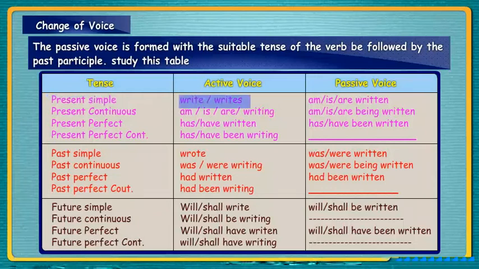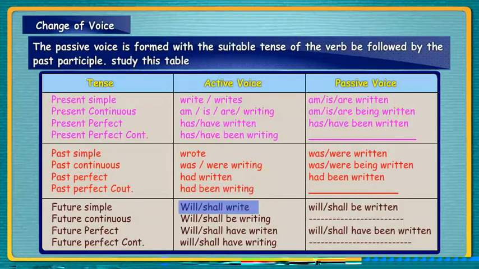Present simple, write or writes; am, is, are written. Present continuous, am, is, are writing; am, is, are being written. Present perfect, has, have written; has, have been written. Present perfect continuous, has, have been writing. Past simple, wrote; was or were written. Past continuous, was or were writing; was or were being written. Past perfect, had written; had been written. Past perfect continuous, had been writing.